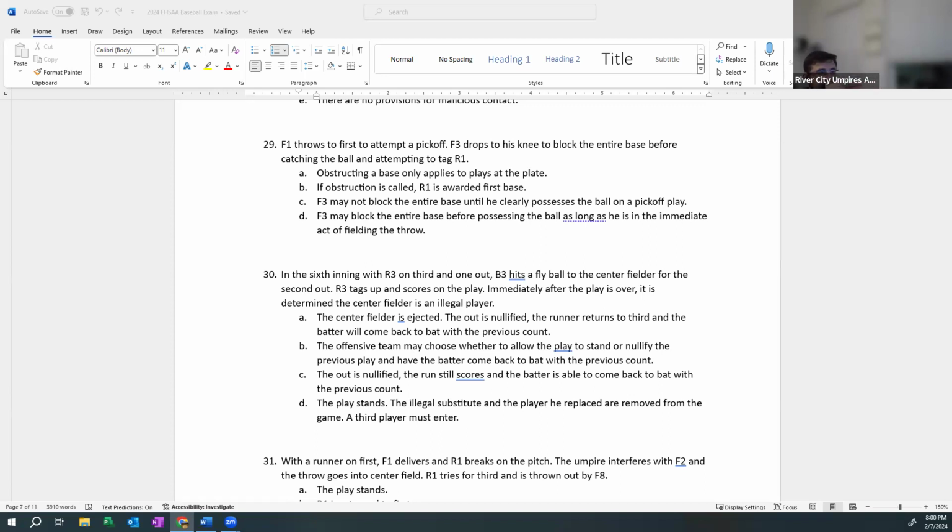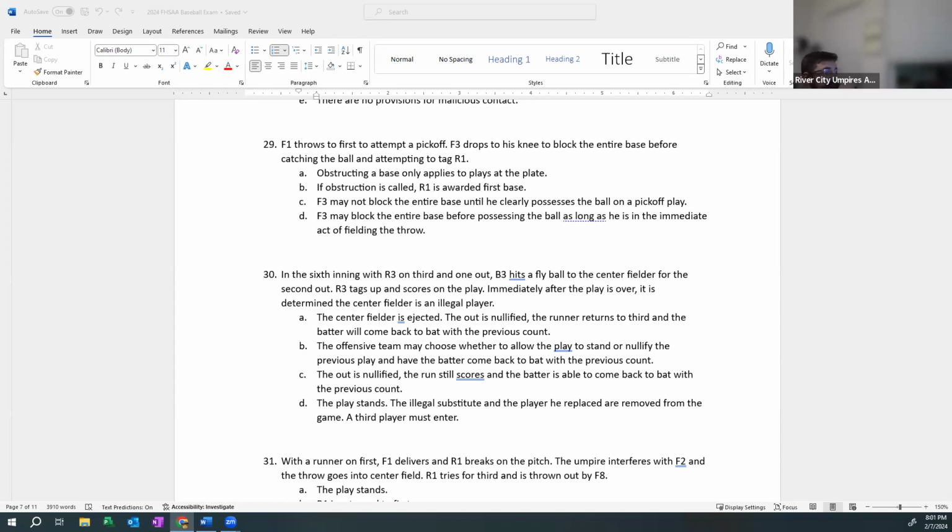Which one is the best answer? You guys said C. Did anybody say B as in boy? Well, B as in boy is also correct. If obstruction is called, R1 is awarded first. Why is he awarded first? He's already on first. Doesn't he get second? It's a pickoff play. F1 is attempting it. Okay, F3. You award a base, minimum one base.